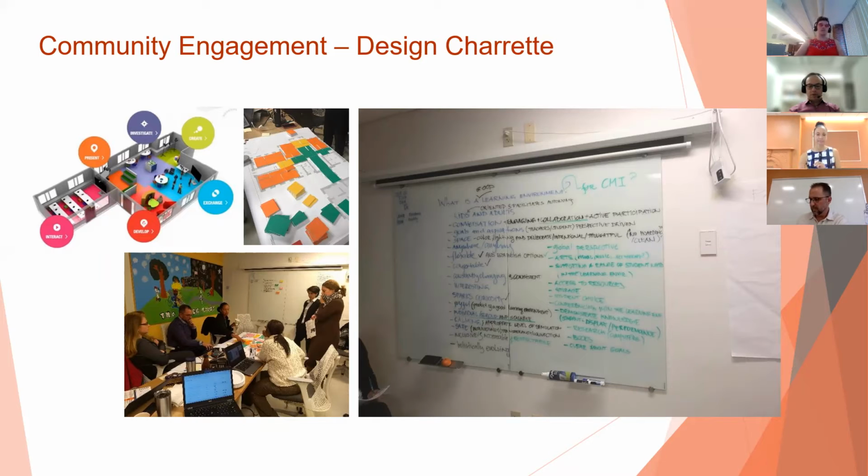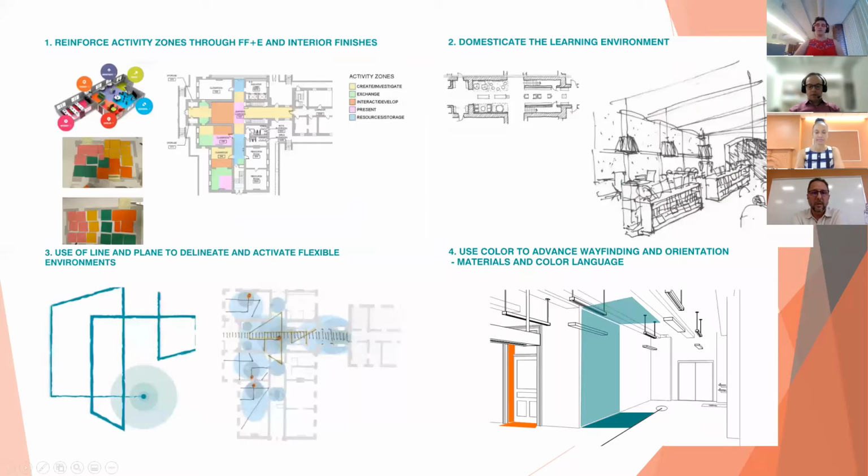The findings from this design charrette were then used to fine-tune the scope and priority summary and led directly to the design guidelines for the project. These four design guidelines were collaboratively developed throughout the early parts of the design process and defined the design moves in the floors, ceilings, and walls of the spaces to be renovated. So these guidelines are reinforcing activity zones through FF&E and interior finishes, domesticating the learning environment, using line and plane to delineate and activate flexible environments, and using color and materials to advance wayfinding and orientation.